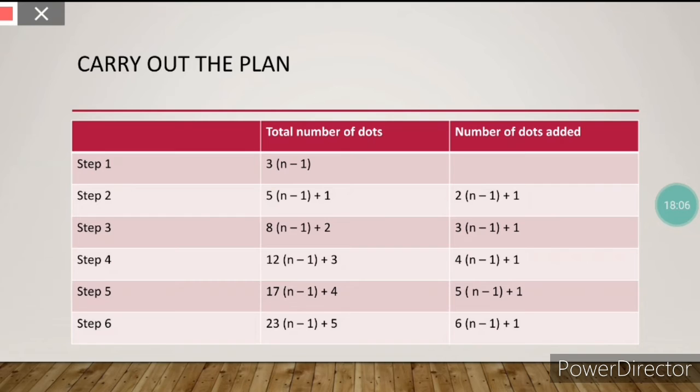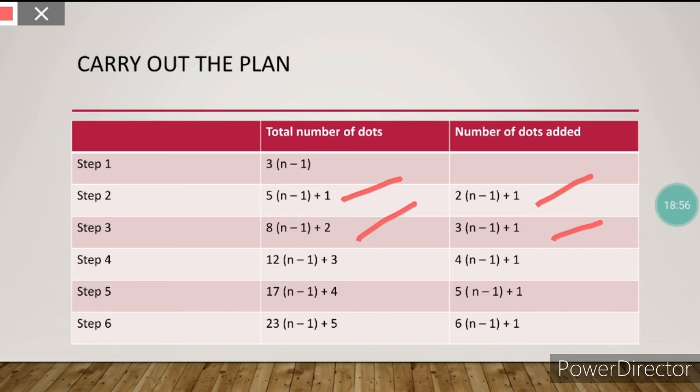Using a table, in step 1, the formula in finding the total number of dots is equal to 3 multiplied by (n − 1). In step 2, the total number of dots can be solved using the formula 5(n − 1) + 1. And the total number of dots added is equal to 2(n − 1) + 1. In step 3, the total number of dots can be solved using the formula 8(n − 1) + 2. And the total number of dots added is equal to 3(n − 1) + 1.